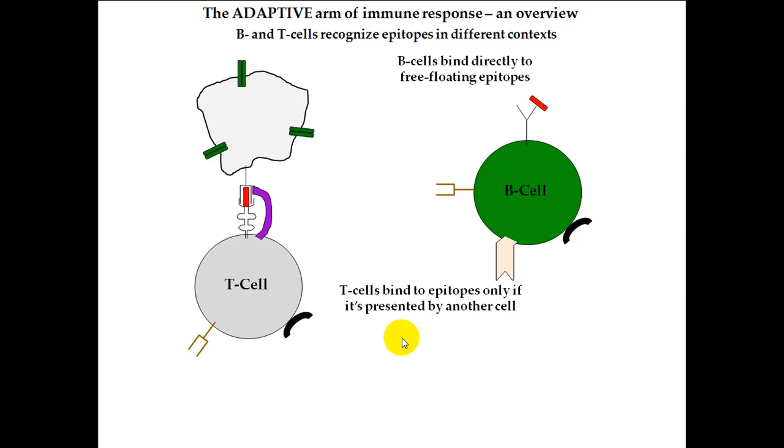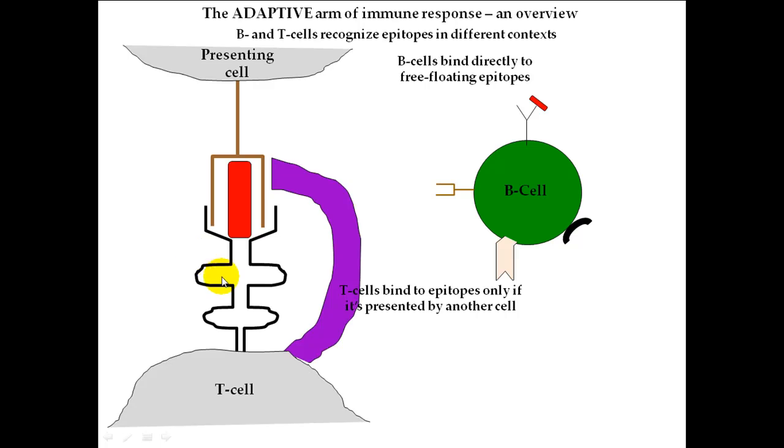And so what we'll do next is take a closer look at this interaction between a T cell and the cell that's presenting the epitope to it. In particular, we'll take a look at all of these molecules here that are involved in that presentation. So we'll make bigger this particular interaction so that it looks like this.